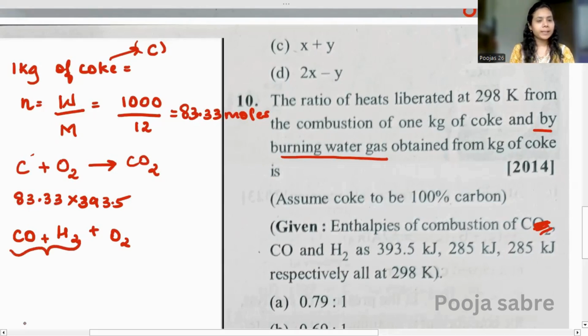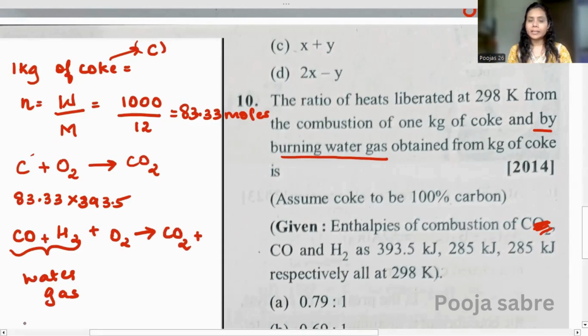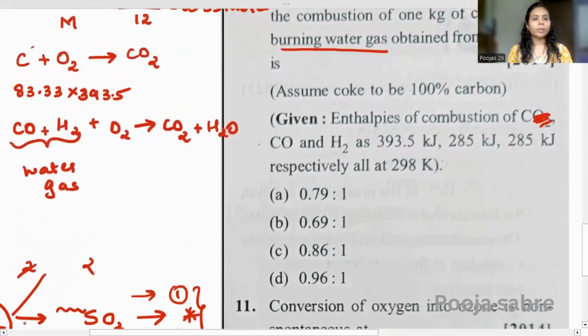So this is basically water gas, and then combustion means reaction with oxygen, and then it will be giving us CO2. And just now I said if hydrogen or oxygen is present, then definitely we will be getting water as a byproduct. So we are going to write down water also on the product side.